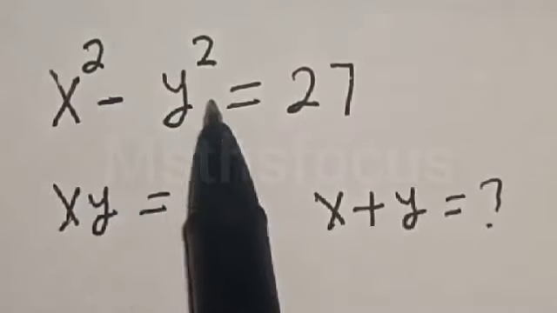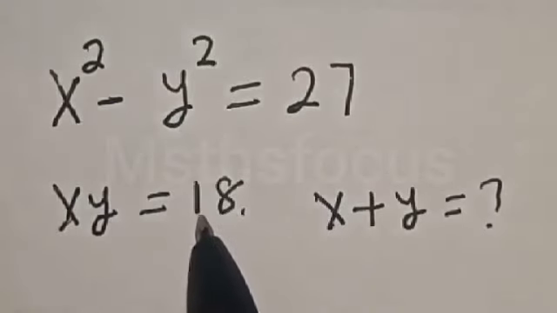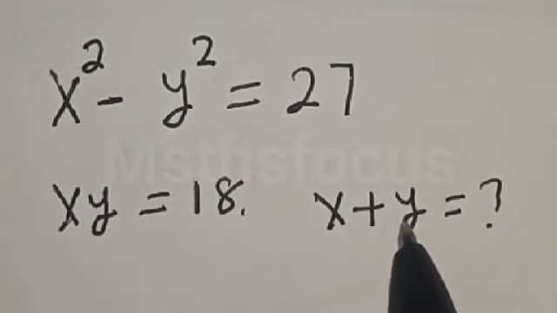x squared minus y squared is equal to 27. xy is equal to 18. What is the value of x plus y?